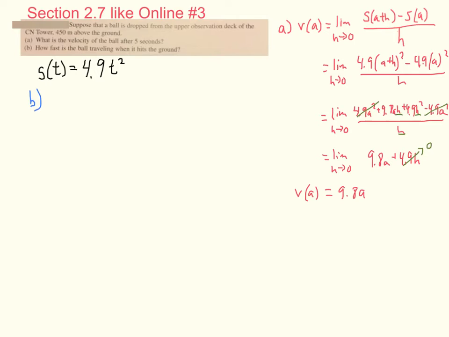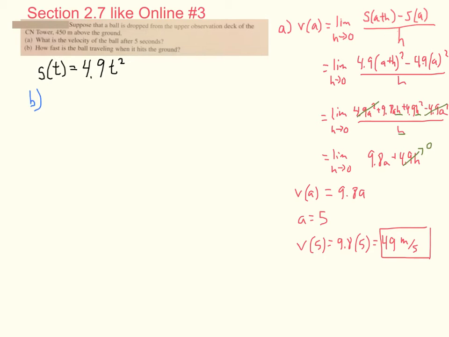In this case, we're looking at a equals 5 since it's after 5 seconds. So v of 5 is 9.8 times 5, which is 49. In this problem, our units are meters and seconds, so velocity is 49 meters per second. That's our answer to part A.